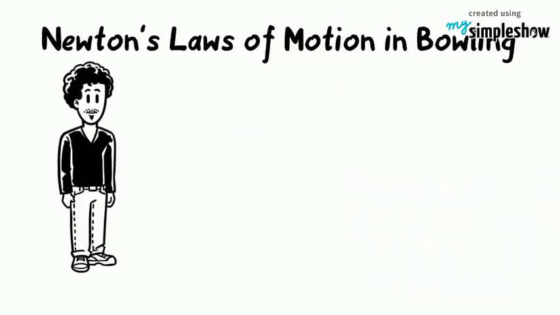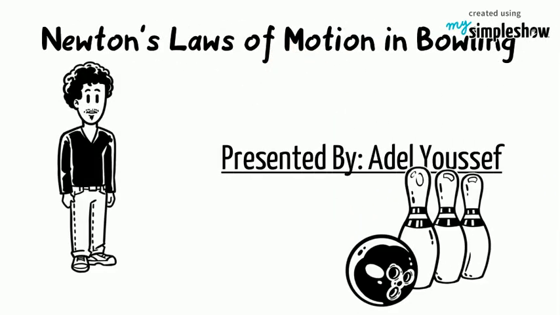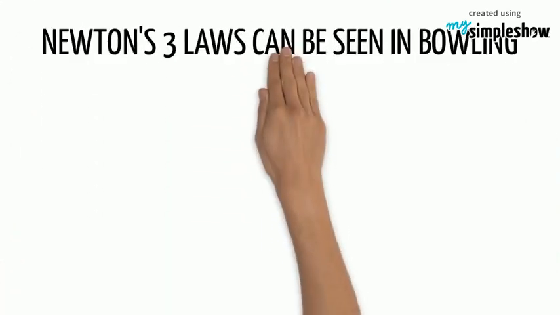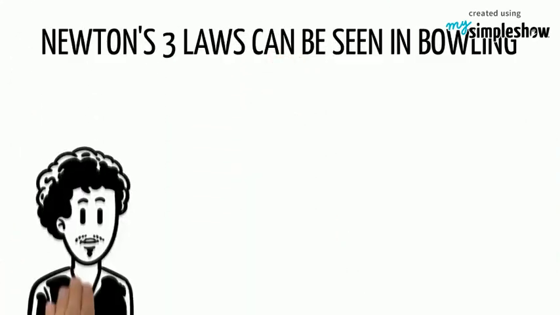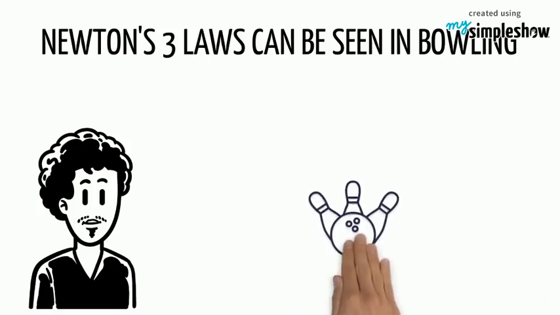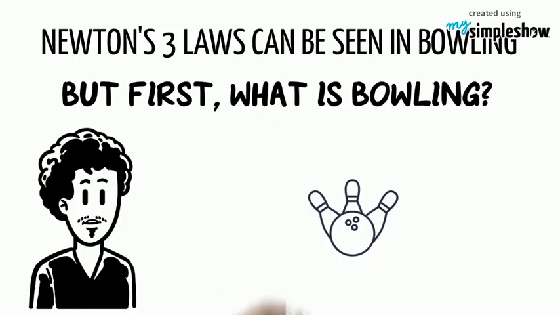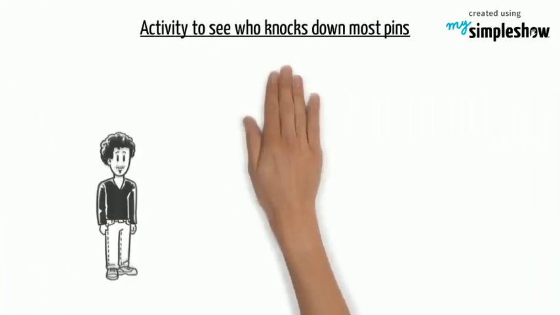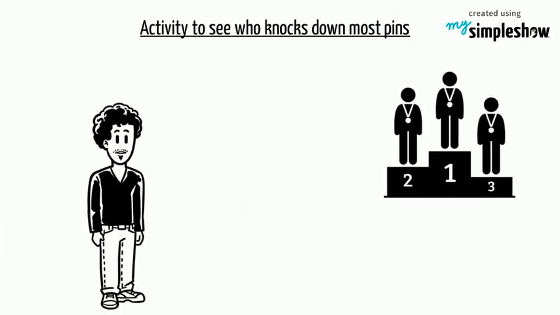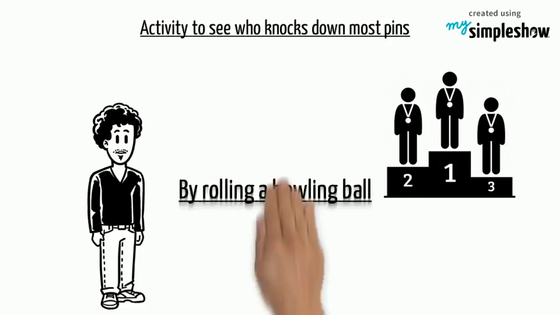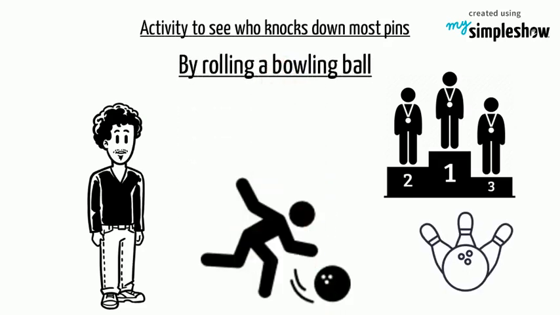Newton's laws of motion and how they apply to bowling. Just as in any physical activity, Newton's 3 laws of motion can be seen when bowling. But first, what is bowling? It is an activity where people compete against each other to see who can knock down the most pins by rolling a bowling ball that ranges from 4 to 7 kilograms.